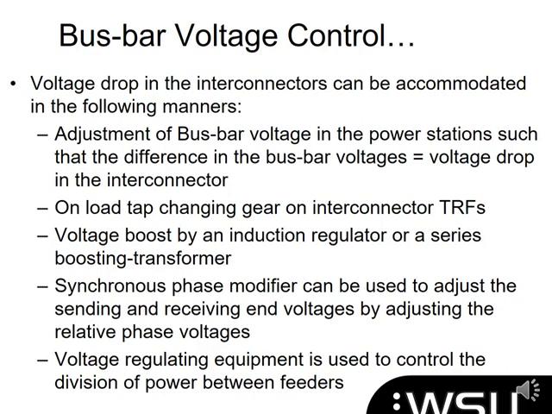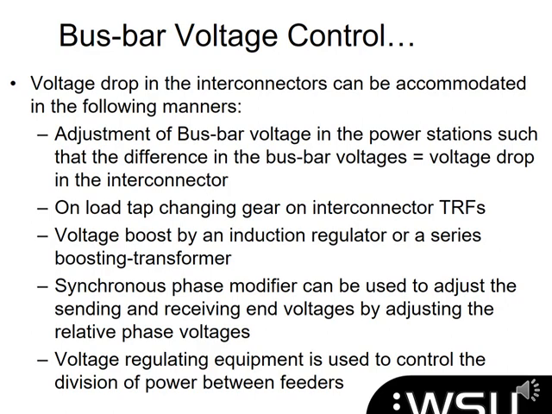Then we have our voltage boost by an induction regulator, or what we call a series boosting transformer. And all that this is doing is really called a voltage regulator. It's equipment that you put somewhere in between on your network where your interconnector is. So when you have a long line going, you would put this regulator in there so that in case of a voltage drop, again, it does the similar thing that your on-load tap changing gear transformer was doing.